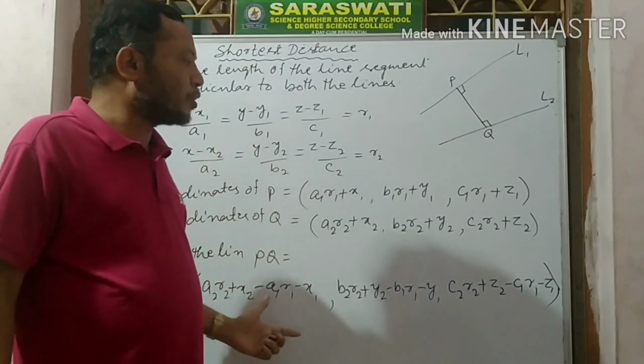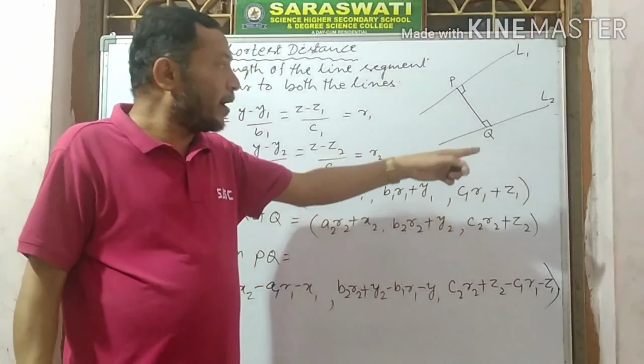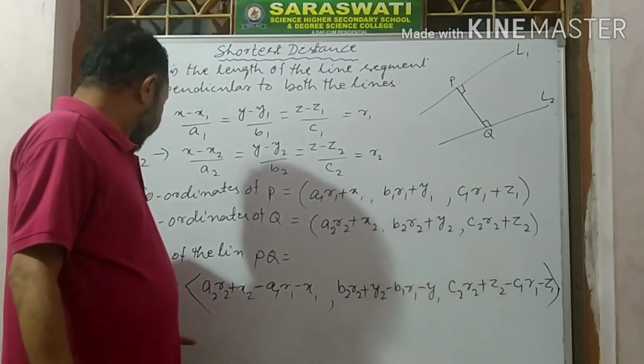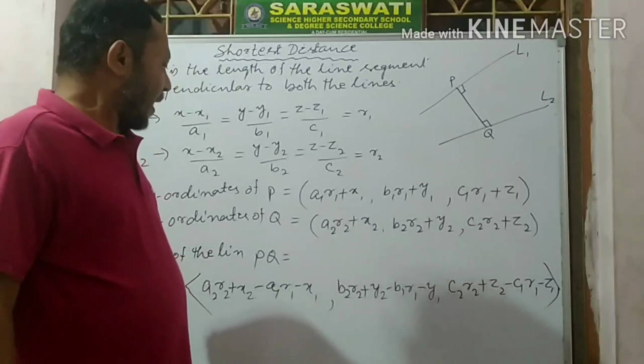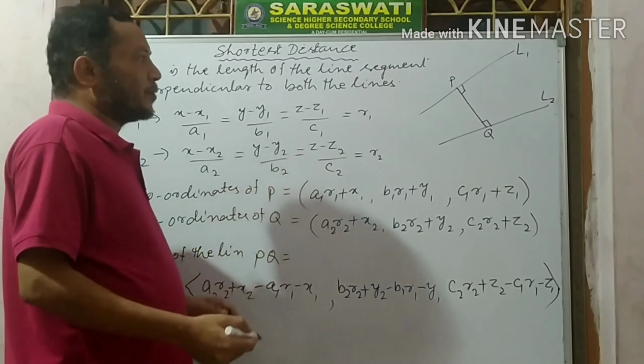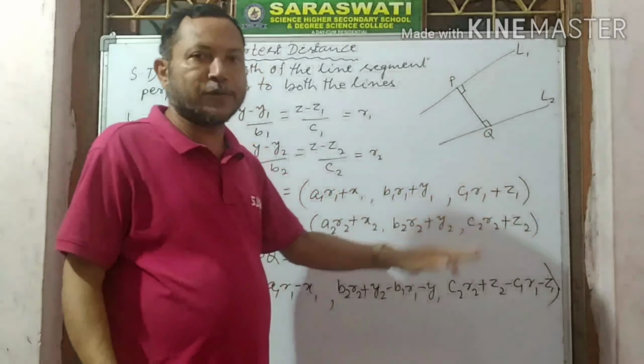This is the process we should follow to find out the length of the line. So, the DRs of the line are now written here. And in the next video, we shall discuss how to find out PQ.